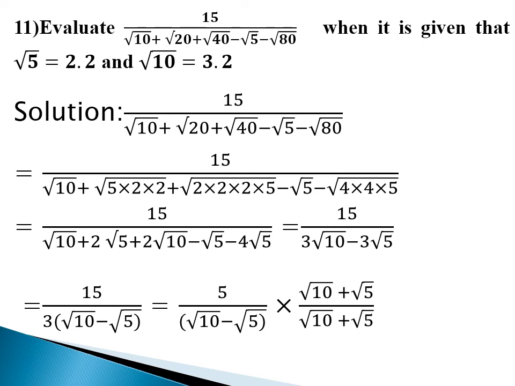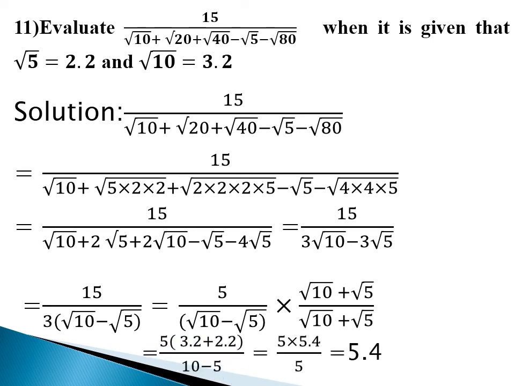Again we have to rationalize, so minus is here, we are multiplying and dividing with the plus. Again simplify this one and put the values. So denominator also 5 we are having, here also 5. The final answer will be 5.4. Go through the questions, they are a little bit big only, practice more.